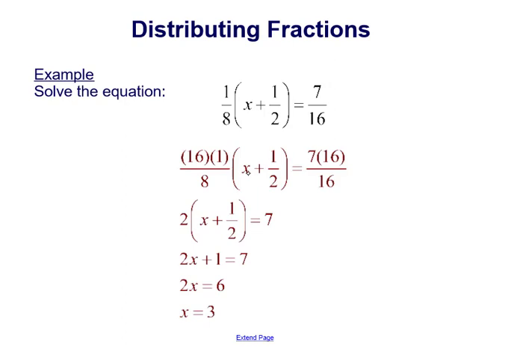So we have that here, so you can see 1/8 times 16 is going to give us 2, and 7/16 times 16 is going to give us 7. So then we'll have 2 times the quantity of x plus 1/2 equals 7. We can then distribute the 2, so 2 times x is 2x, and 2 times 1/2 is 1. So 2x plus 1 equals 7. We'll subtract 1 from both sides, giving us 2x equals 6. And then dividing by 2 finally gives us the solution of x equals 3.